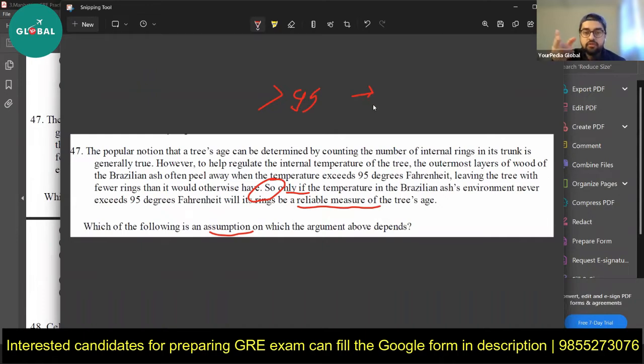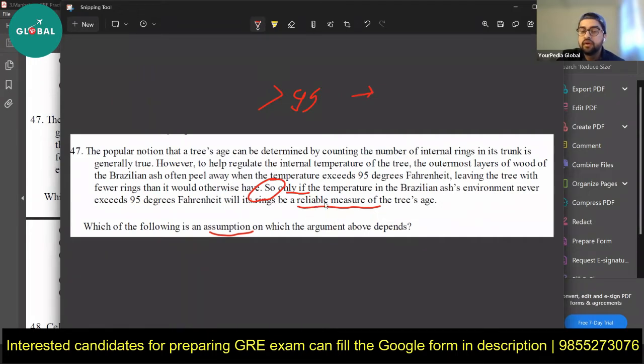Sorry, I'm confusing you. So basically the conclusion is saying you can only rely on these rings if the temperature is below 95 degrees. If somehow you find an option which says that even if the temperature is above 95 degrees, you can still predict the correct temperature, then this whole argument is wrong. So you have to find the option where the assumption is that there is no correct measurement of the ring, no correct measurement of the age, if the temperature exceeds 95 degrees Fahrenheit. It may confuse you. Let's go to the options, but for that, understand the conclusion very well first of all.